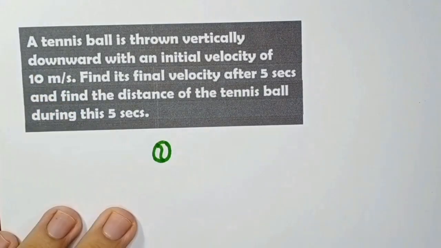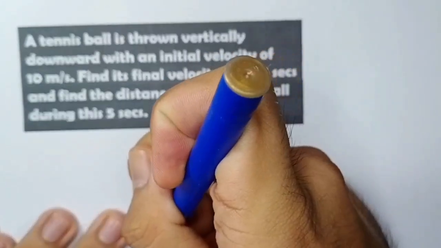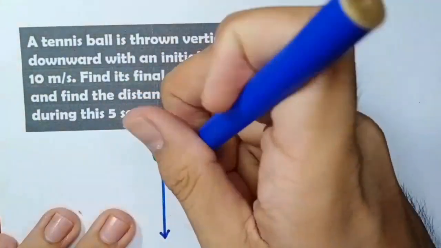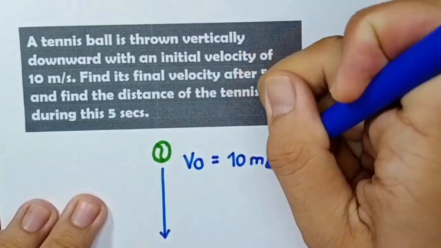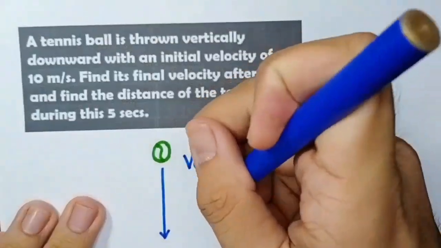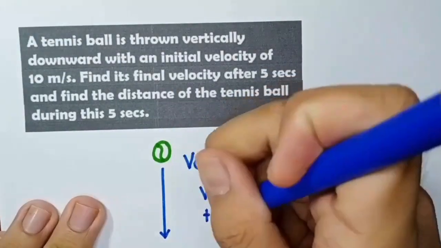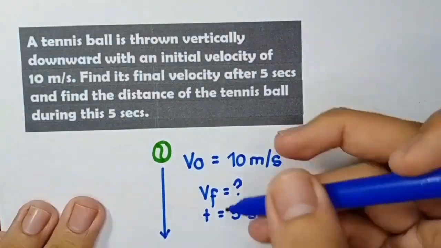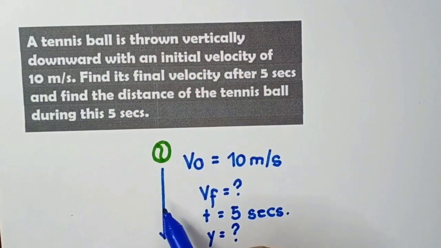For the illustration of the problem, we have a tennis ball which is thrown vertically downward. It was thrown, which means it has a force. It has an initial velocity of 10 meters per second. And we're trying to find its final velocity with a given time of 5 seconds. We're also trying to find the distance of the tennis ball during the 5 seconds.